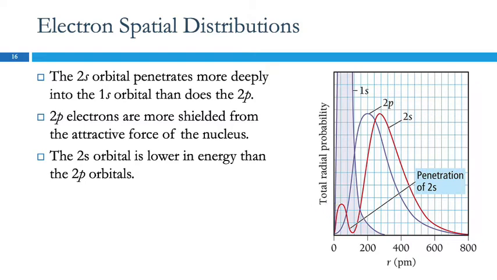So what that means is that these p electrons are more shielded from the attractiveness of the nucleus, and so they're going to be higher in energy, and the 2s electrons will be lower in energy because they're able to get closer to the nucleus and experience its positive charge. Any questions?